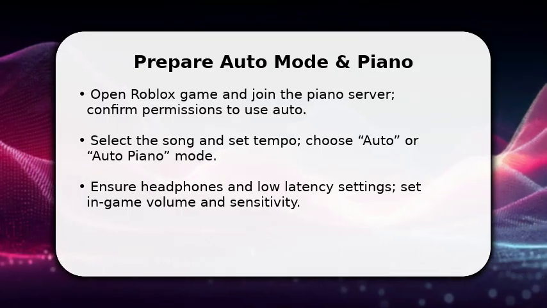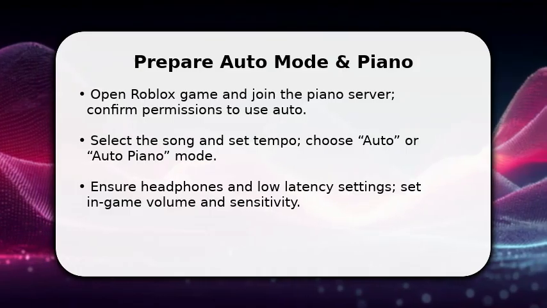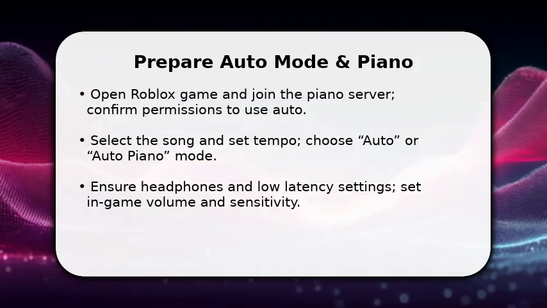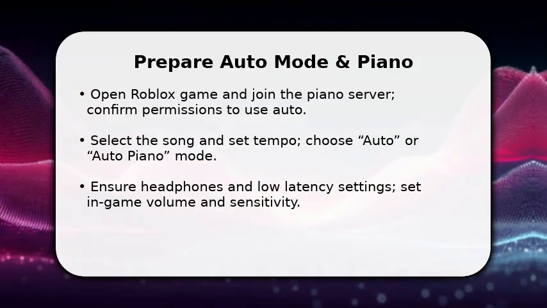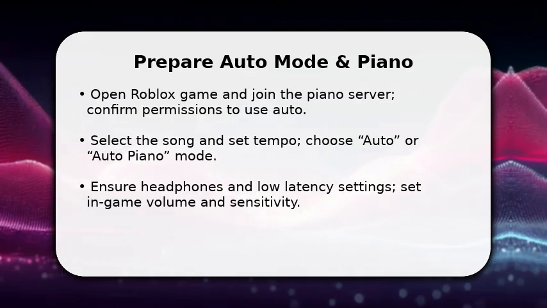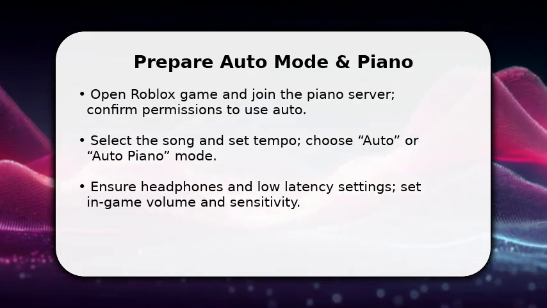You begin by opening the Roblox piano and choosing Auto Mode. This lets the system handle keystrokes for you. Once done, pick the song and set the tempo. Faster songs need precise timing.